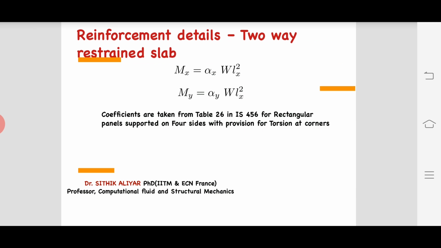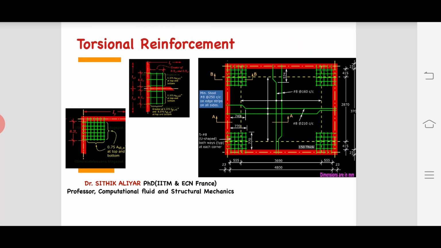Again, I told you, right? Already I told you, a two-way restrained slab uses the same formula, alpha x and alpha y, almost the same formula. Here, instead of alpha, beta will come, which you can refer to in Table 26 in IS 456. Most of the cases they will provide you the coefficient, you just multiply, you will get the bending moments. Furthermore, you can zoom, pause and see the torsional reinforcement.